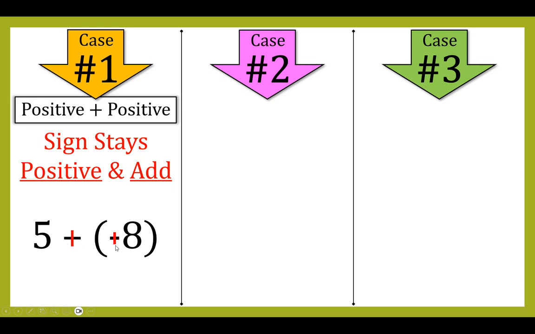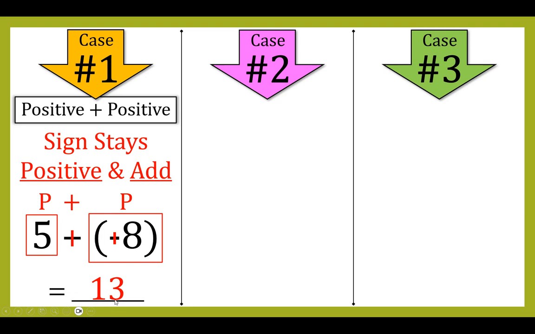The negative 8 became a positive 8. So here I have positive 5. Here I now have a positive 8. So I'm going to write above it positive plus positive. That tells me the sign is going to stay positive. So my answer is going to be positive, and I'm going to add. 5 plus 8 I know is 13. So I have positive 13.